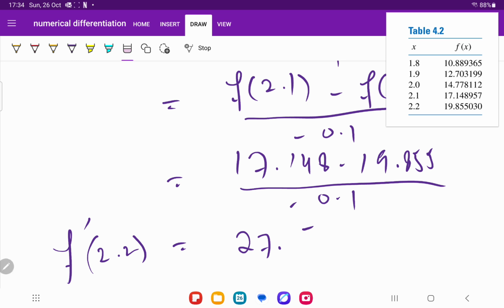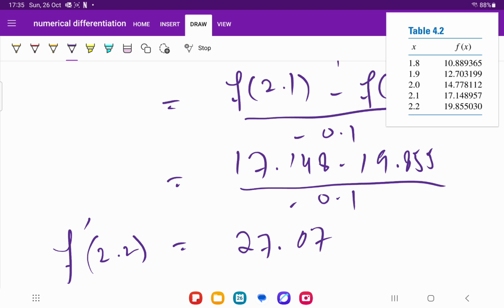27.07. Okay, that's fine, 27 is there, no problem. Decimals are not that important in this case. So that is the approximation using the 2-point formula. Currently we are using the 2-point formula.